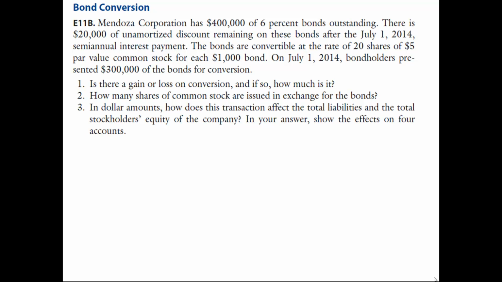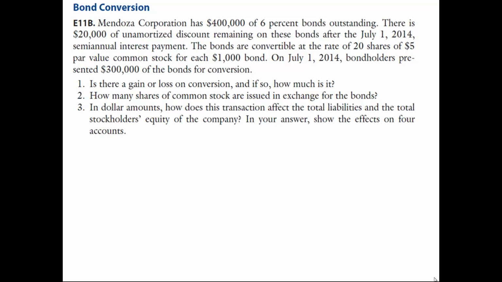And the bonds are convertible at a rate of 20 shares of $5 par value common stock for each $1,000 bond. On July 1st, 2014, bondholders presented $300,000 of the bonds for conversion. So what's happening here is for every $1,000 in bonds, they can exchange it for 20 shares of $5 par value common stock. In this problem, you're going to have to bring in what you learned from chapter 13.